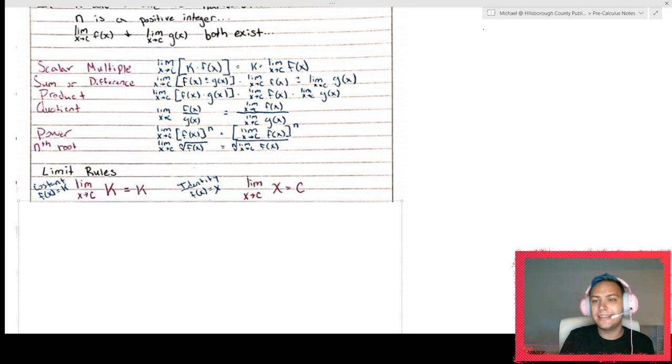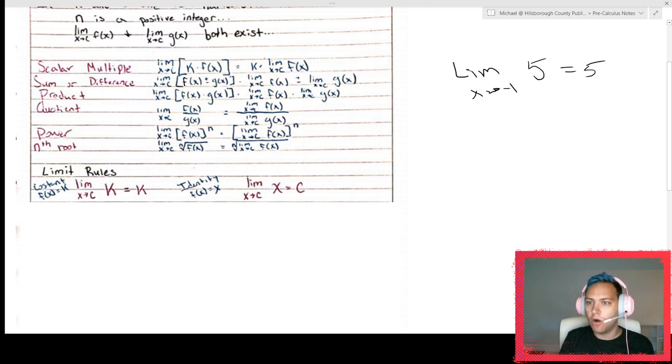The first one is the constant limit. The limit as x approaches, let's say, -1 of a constant 5. Well, the answer is 5. It will always be this. If the function is a constant value, then I don't care what x is approaching. The limit will always be that same constant.